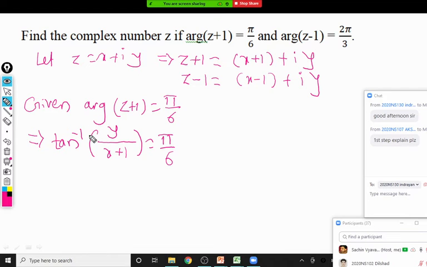So here we get one equation: y upon x plus 1 is tan pi by 6. And what is the value of tan pi by 6? Sir, 1 by root 3. Yes, 1 upon root 3. Correct.